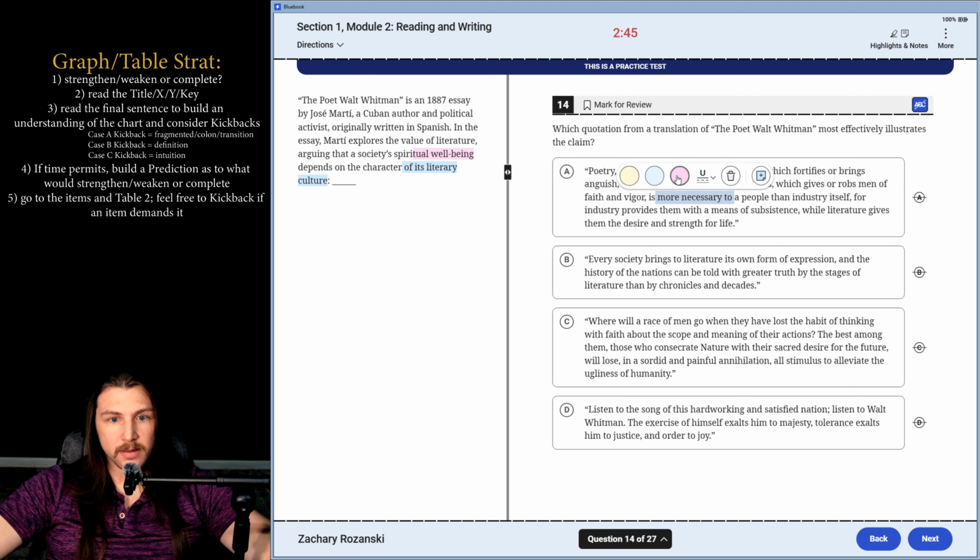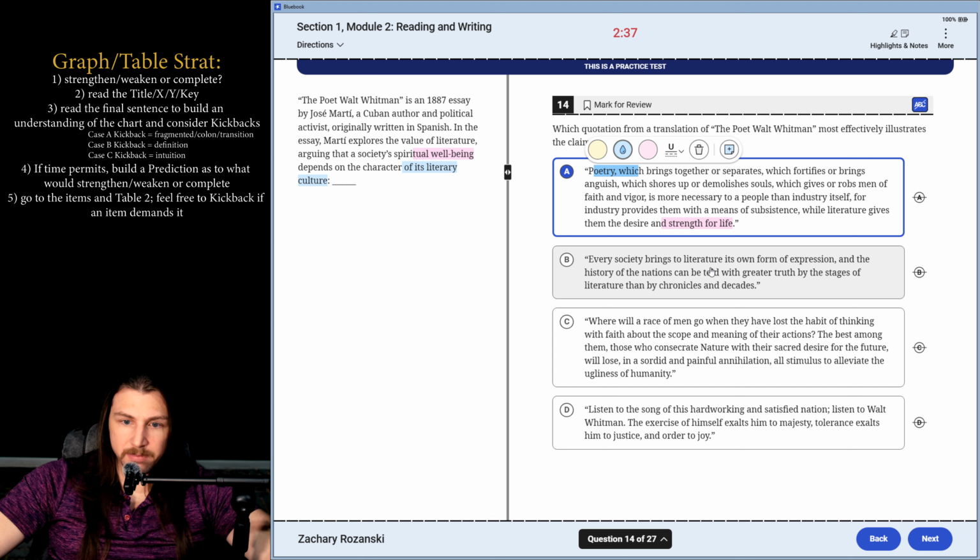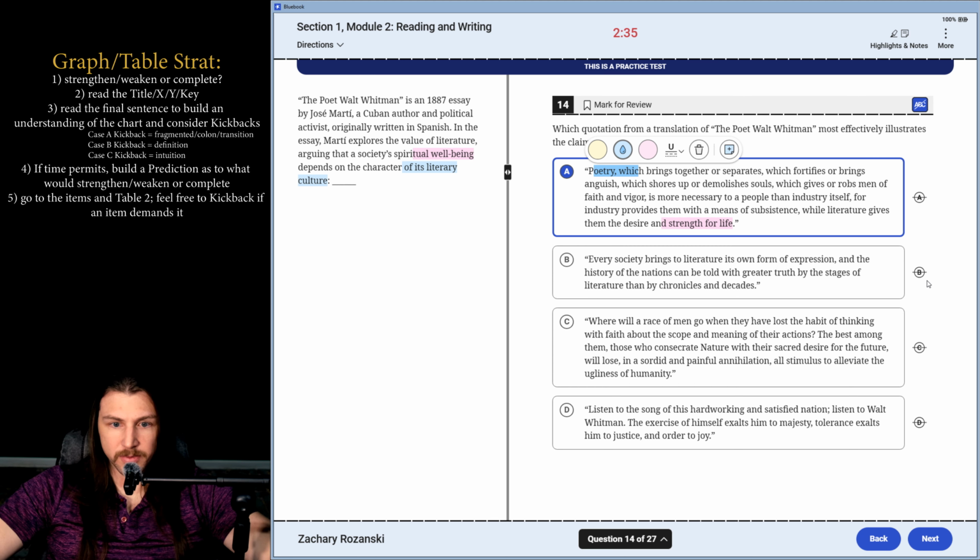Spiritual well-being. For industry provides us while literature gives them the desire and the strength for life. I love this from the notion of well-being. I love this from the notion of culture. Every society brings literature its own form of expression. The history of the nation we're told with. No, this is about authenticity, not spiritual well-being.